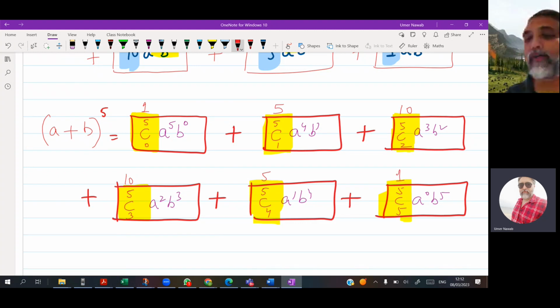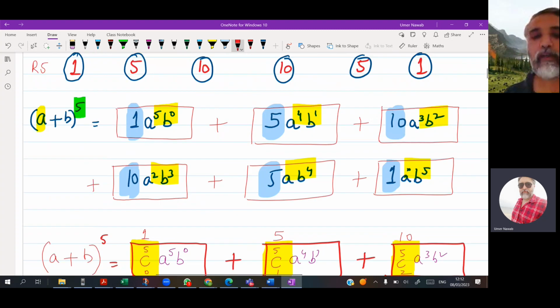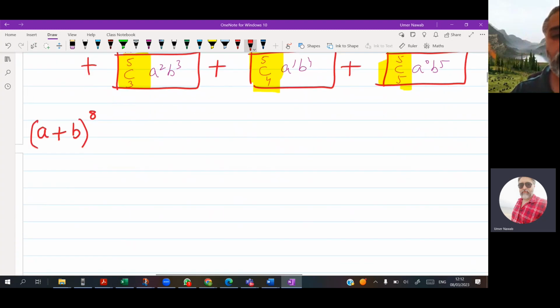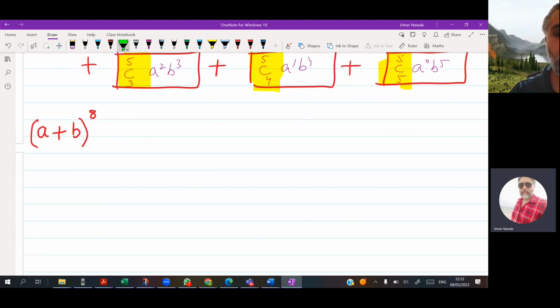Wow. So it gives me the same answer which the Pascal triangle was giving me. Now, with the help of this formula, I can write any binomial expansion. Suppose I want to do a plus b raised to the power 8. So that tells me how many terms will come in the expansion. I'm going to get 9 terms.